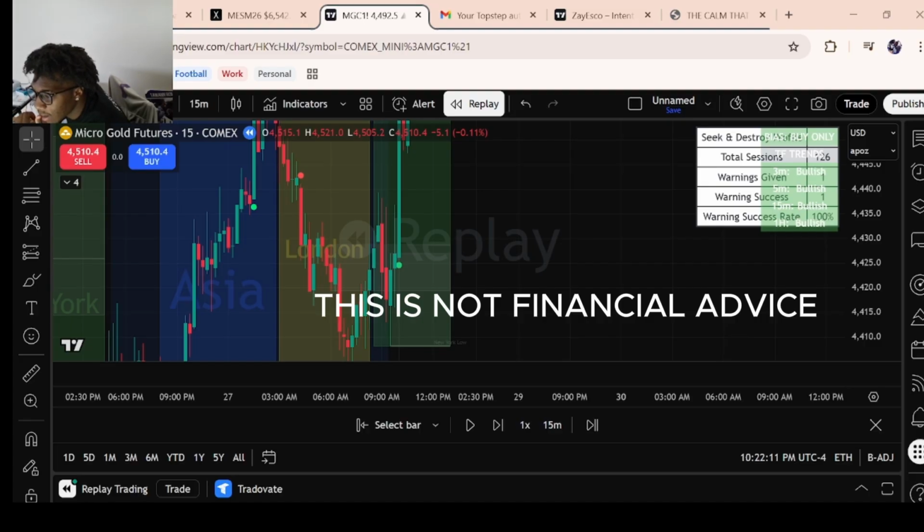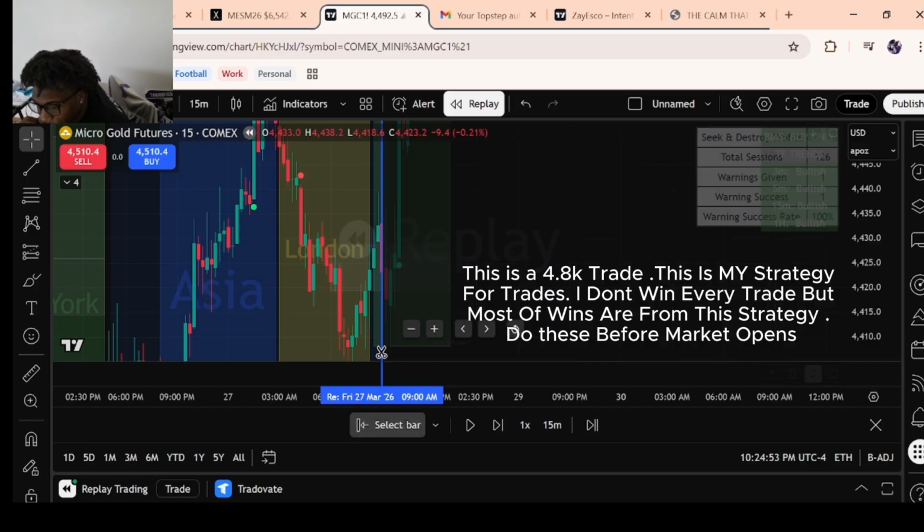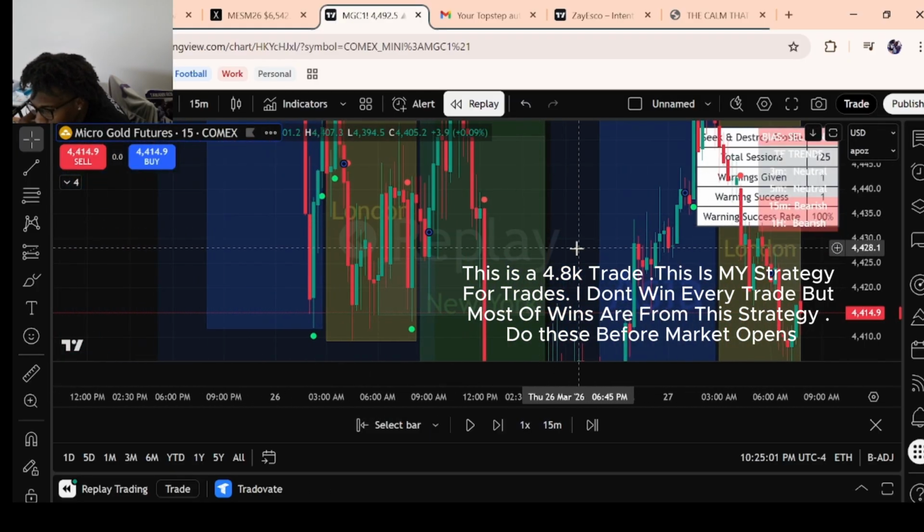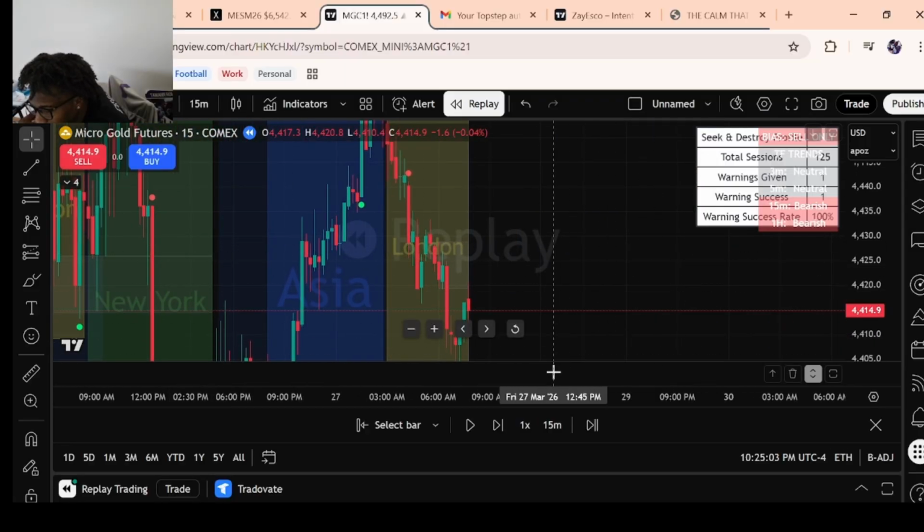This is how I set up my trades and stuff like that. So let's go to replay mode. Let's go all the way back. Boom. Right. So I always start off on a 15-minute chart, right?